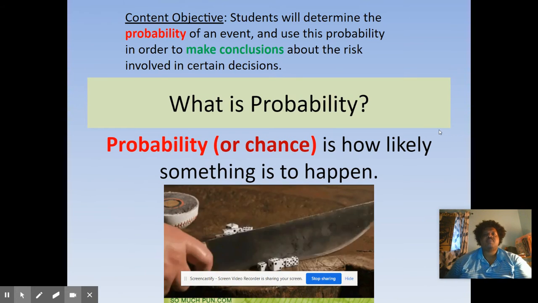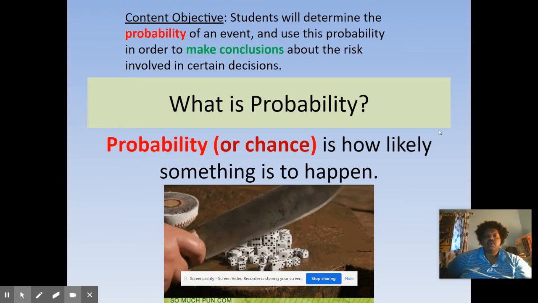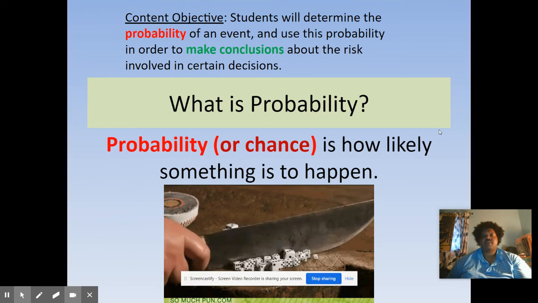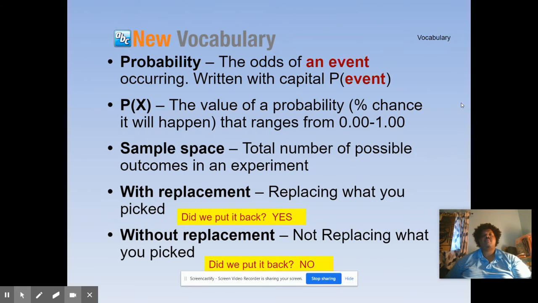All right. So, what is probability? Probability is the chance of something happening. A lot of things can happen to you in life, and there are certain factors that determine the likelihood of that thing happening, whether it could happen very quickly and easily, or more than likely, it's not going to happen to you. Okay. Some of the probability vocabulary, of course, the word probability is the odds of an event occurring.